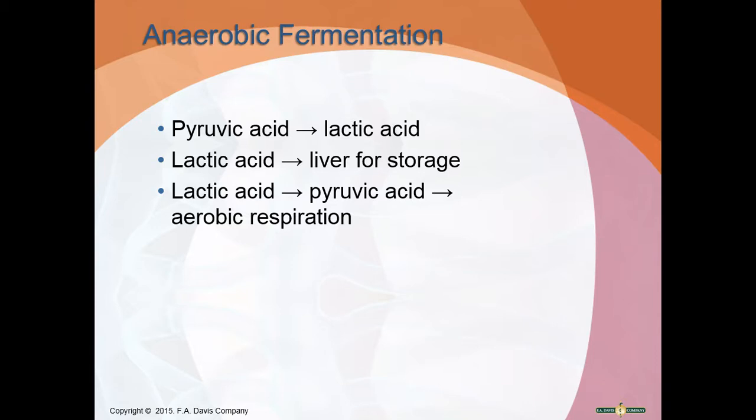So when oxygen is in short supply, pyruvic acid is converted into lactic acid. The lactic acid travels through the bloodstream to the liver where it is stored. Later, during a period of rest, when oxygen becomes available, the lactic acid is converted back into pyruvic acid. At that point, the pyruvic acid can enter the series of reactions in aerobic respiration.